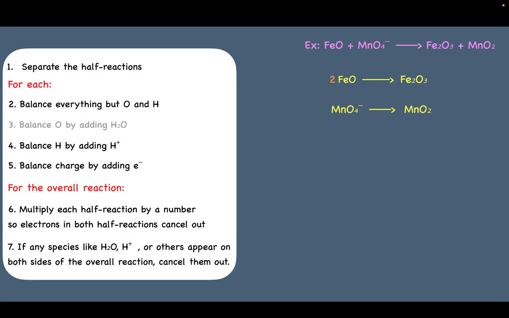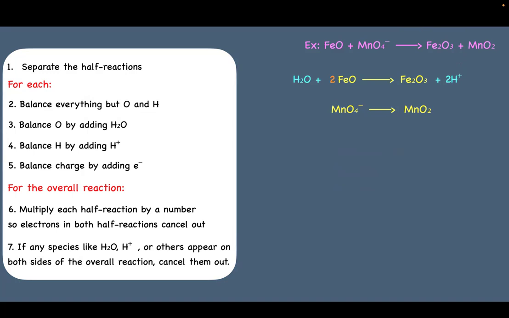Then we go to step 3, which says balance oxygen by adding H2O. Now we have 2 oxygens on the left, 3 oxygens on the right. So we're short 1 oxygen on the left. Because of that, we add 1 water to the left. This way, the amount of oxygens is going to match. Then we have to balance hydrogen by adding H plus. Now we have 2 hydrogens on the left and no hydrogens on the right. So we add 2 H positives on the right-hand side.